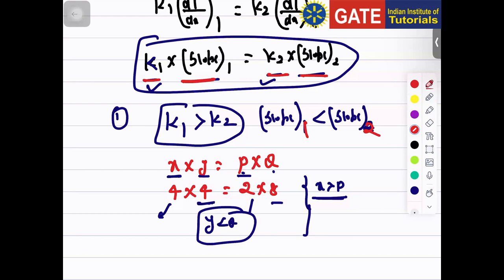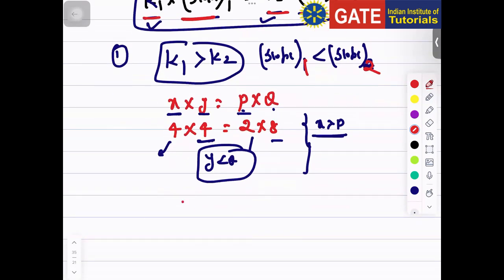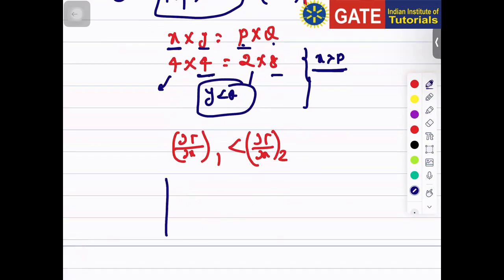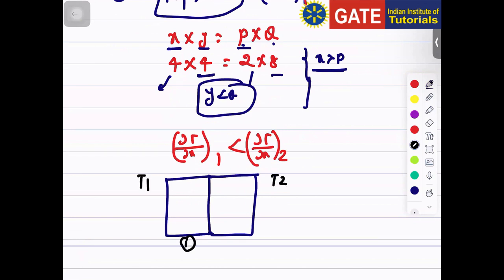Okay. So what I can say is that del T by del X in 1 is less than del T by del X in 2. Sometimes they will ask you this kind of problem. Here temperature T1, T2. This one is slab 1, this one is slab 2, having thermal conductivity K1 and K2, and they will give you this kind of plot.